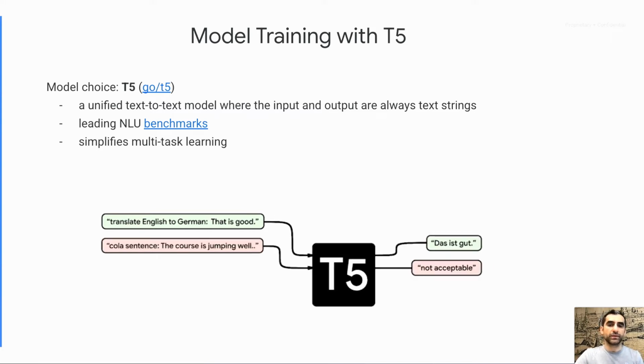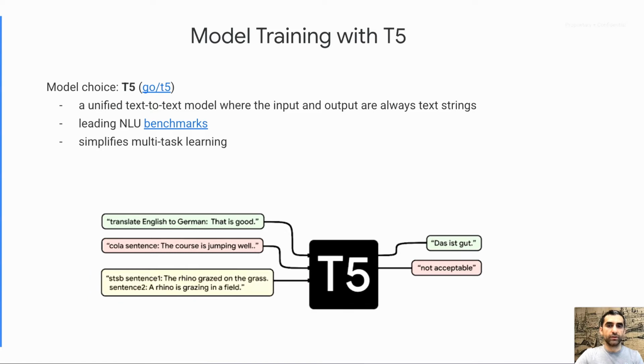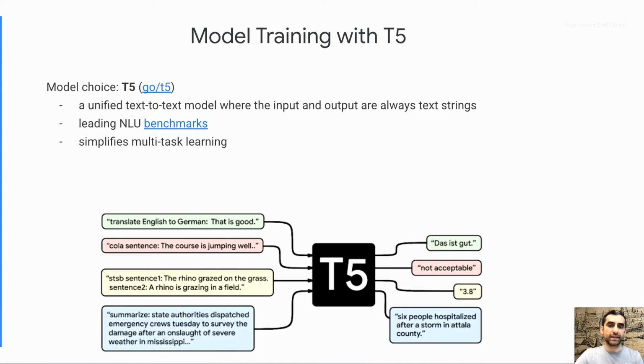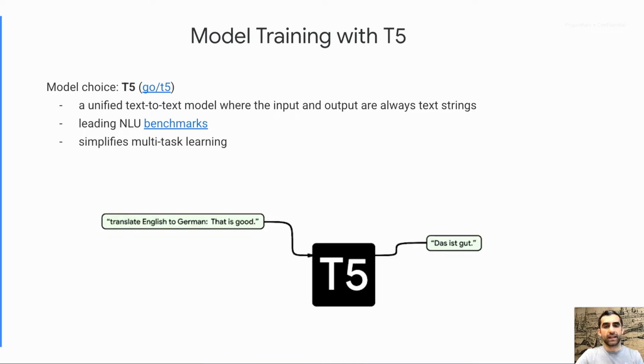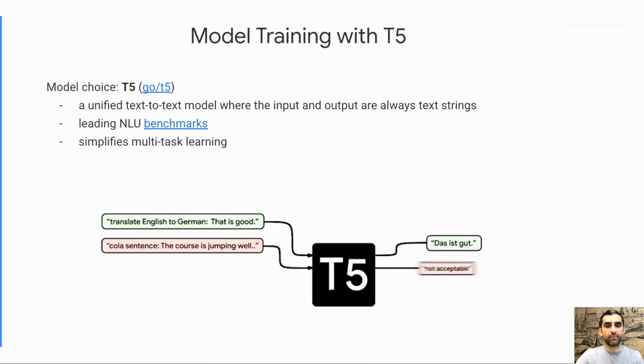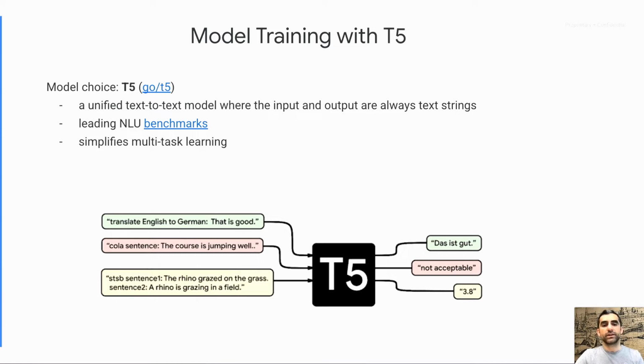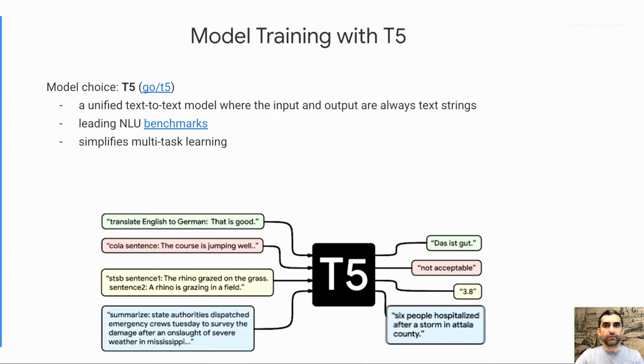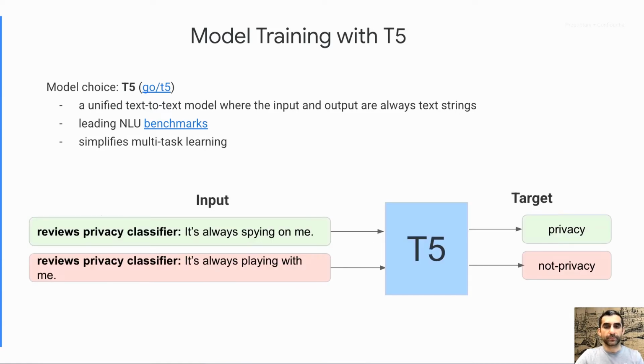We use the T5 model as a model of choice. It's a unified text-to-text model where the input and the output are always text strings. This has been used for classification, summarization, translation, etc., and has been leading the natural language understanding benchmarks recently. Since it is using the text-to-text paradigm, we also use it for other problems in this work.